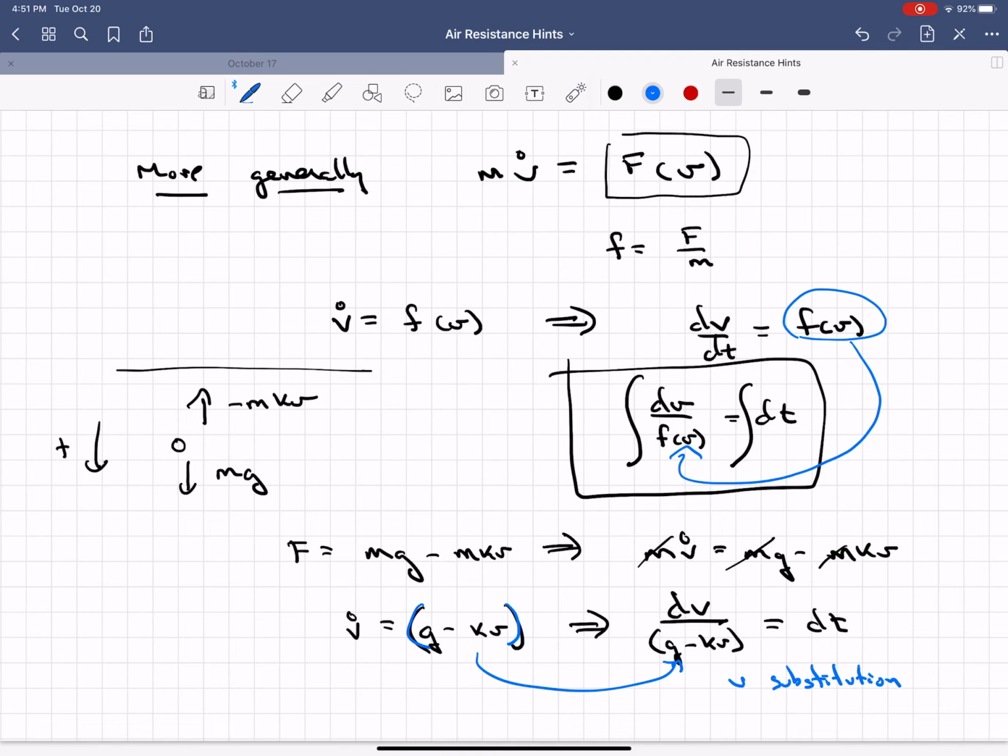Some other integrals I might need to look up in an integral table. But I'm going to try to separate my variables in this way. Then I need to do my calculus and do my integral somehow. And then I need to evaluate my boundary condition.